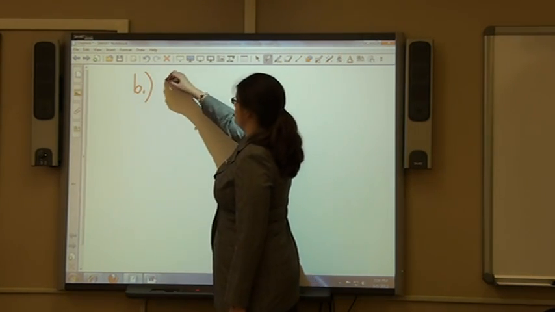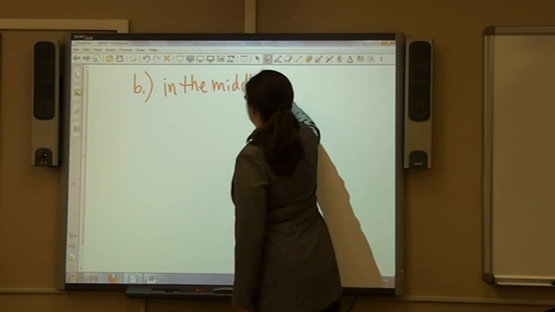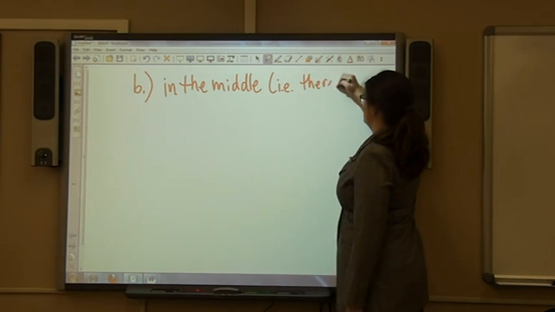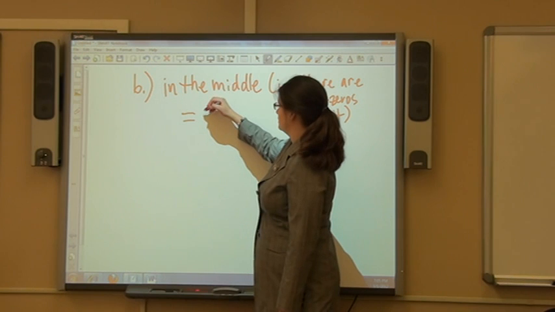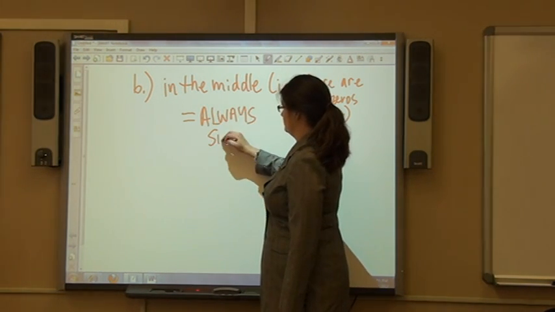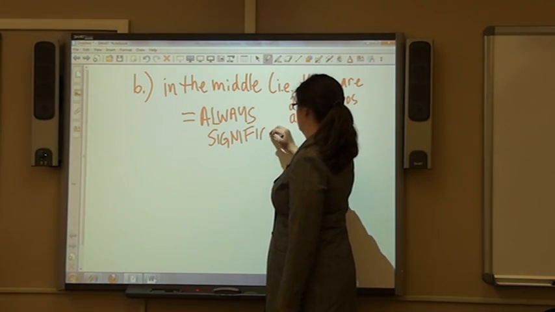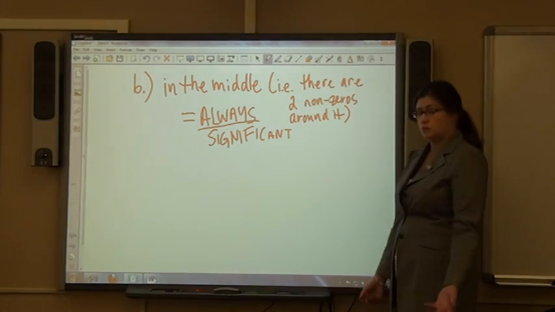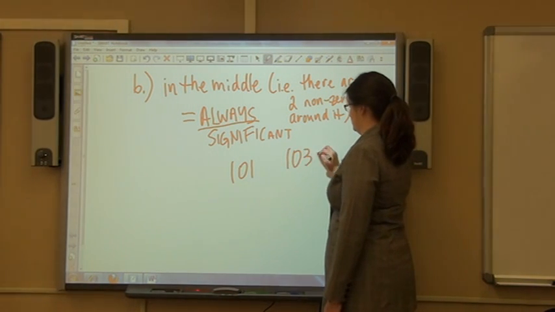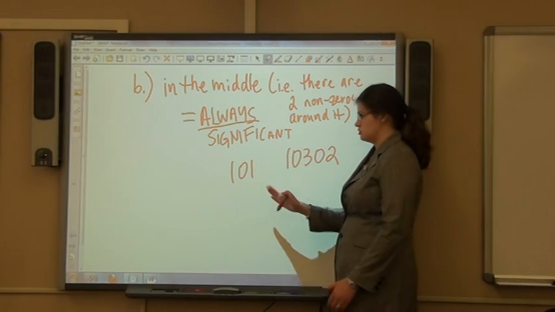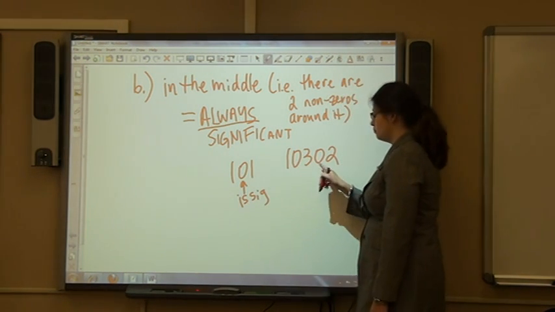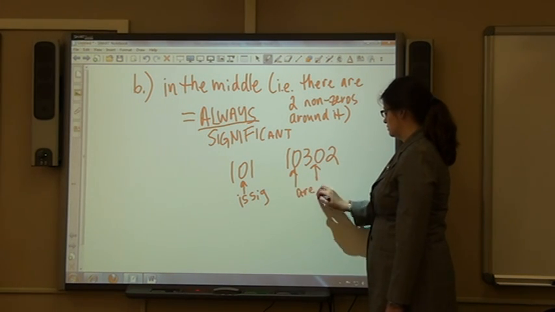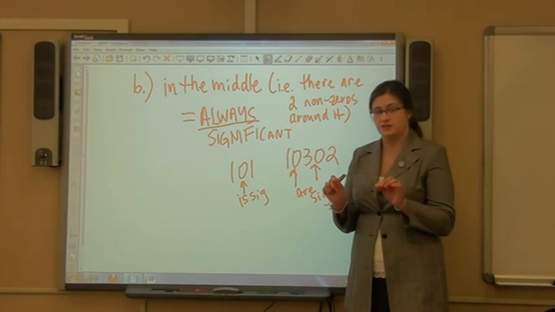Okay, if a zero is in the middle of a number, in other words, there are 2 non-zeros around it, if that zero is in the middle, it is always significant. What does that look like? Here you have 2 different numbers where your zero is in between 2 non-zeros. This zero is significant. Both of these zeros are significant. If it is in between 2 non-zeros, it is significant.